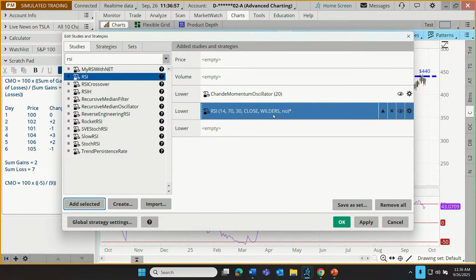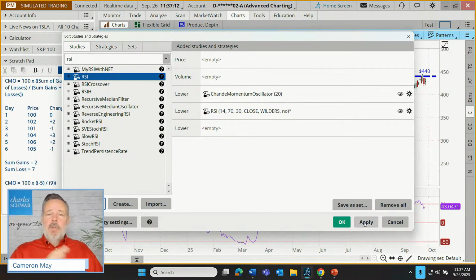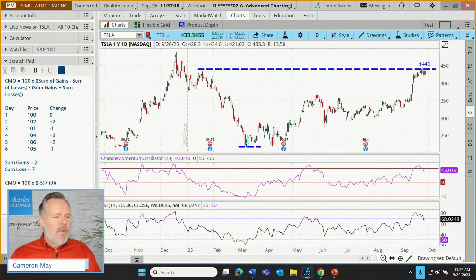So Chande just introduced this oscillator in 2022. It's 3 years old. When was the RSI introduced? It was actually introduced in 1978, 47 years ago. Some people would call this old school versus new tool. Click apply, click OK. Do those look similar to you?